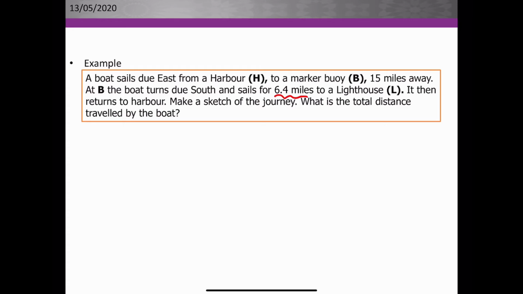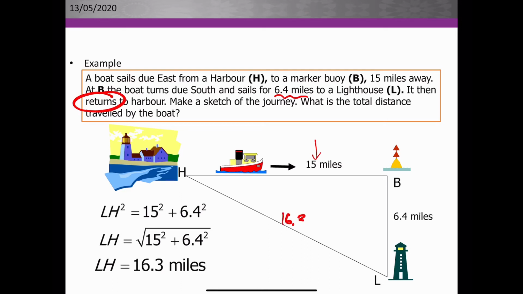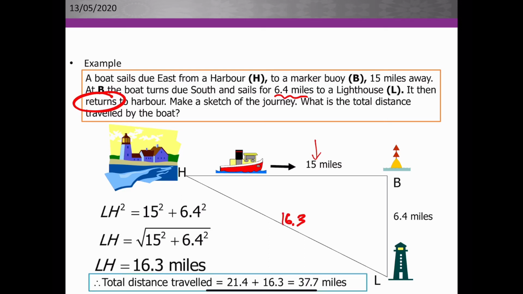So please pause the video for me and try to write this down. So you should have sketched it by now, and this is what it should look like. Okay, obviously you don't need the pictures, but I'm looking for this right angle triangle. The boat sails due east from the harbour, and it goes 15 miles. At point B, yeah, it sails 6.4 to the lighthouse. Nice and simple. What is the total distance that the boat is asking for? The total distance. So you first of all need to work out what this length is, 16.3, and then add them all together to work out the total distance they've done is 37.7.